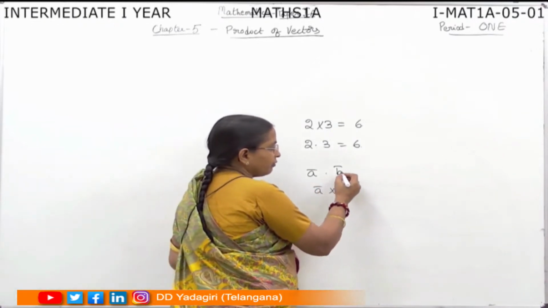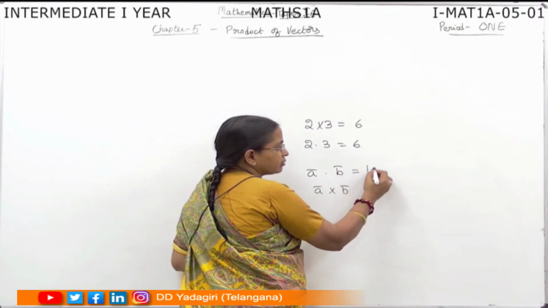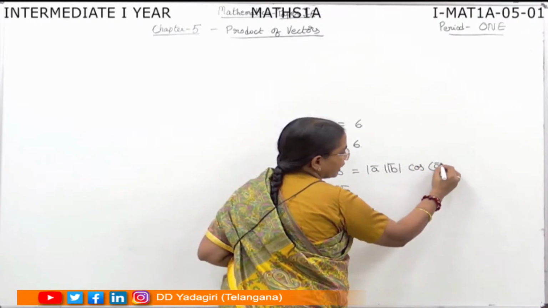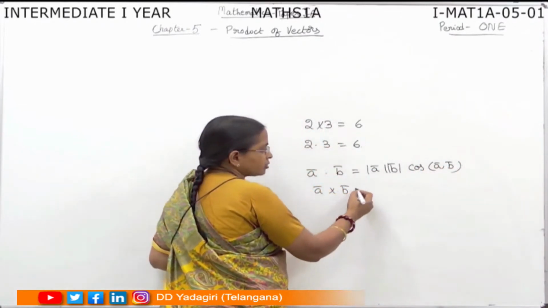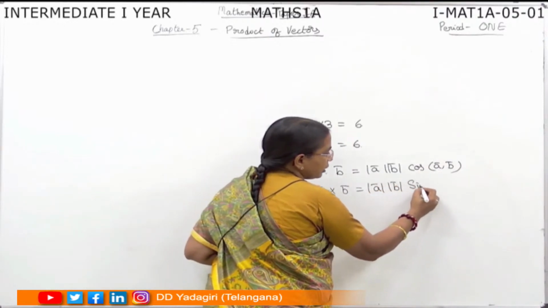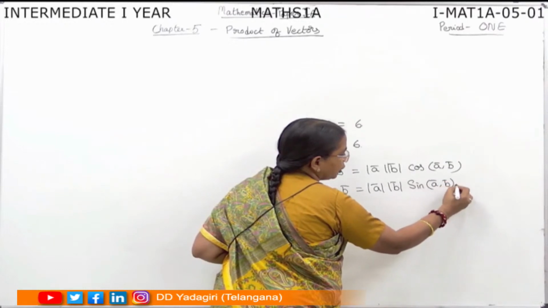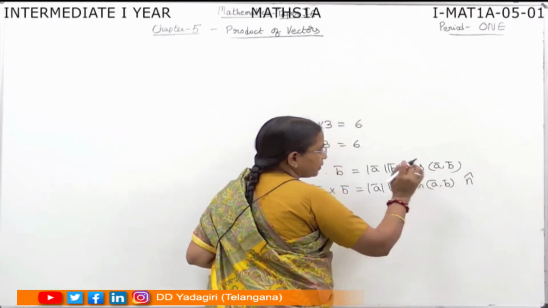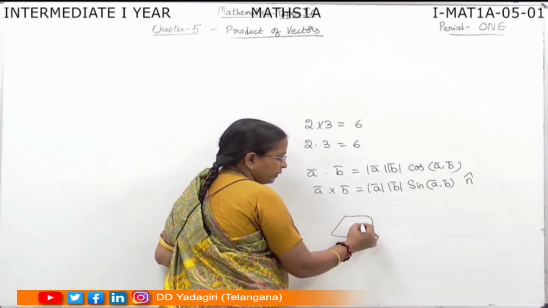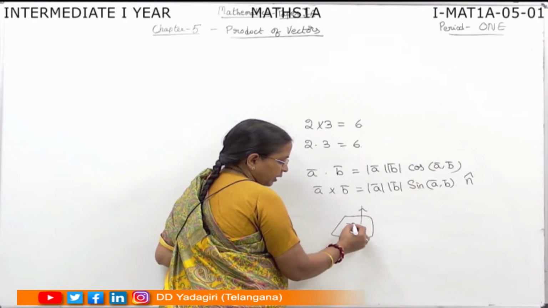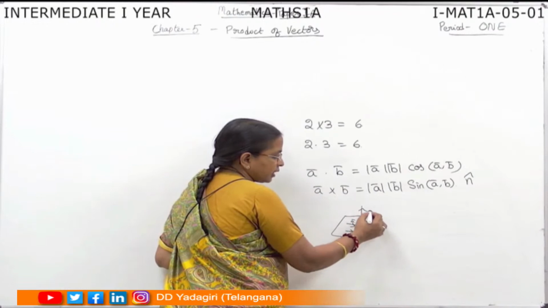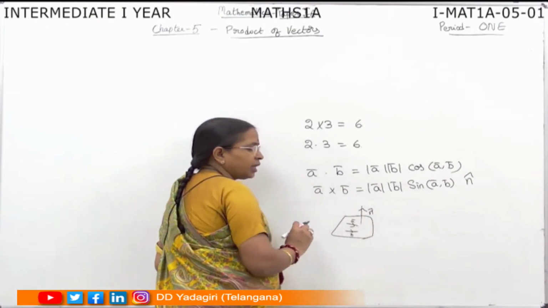We define A dot B as mod A mod B into cos of the angle between A and B. And then A cross B is defined as mod A into mod B into sine of the angle between A and B into n cap, where n cap is a unit vector perpendicular to the plane containing A and B. A vector and B vector are in this plane. This is the direction of n cap, where the rotation is in the right-handed system.